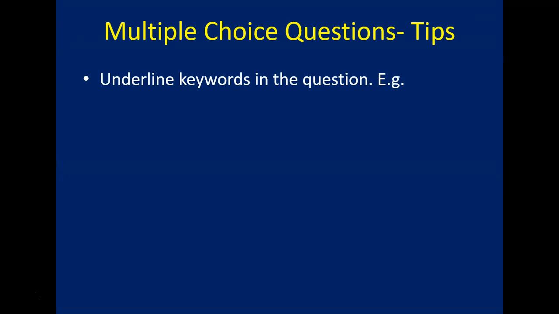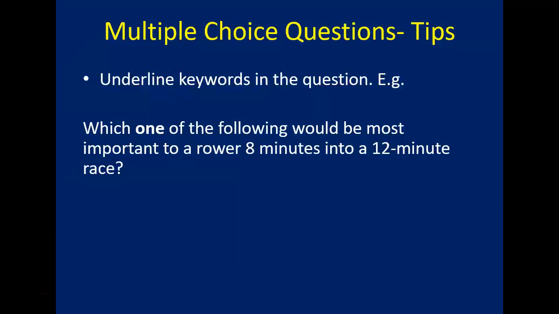So the top tips, underline the key words in the question. So if you look, for example, here, this is taken from a recent exam, which of the following would be most important to a rower 8 minutes into a 12-minute race? So keywords would be most important, so it's not asking for the least. And finally, 8 minutes into a race. So it's not early on, it's towards the end of a race. Now, I'm not going into the different answers it provides you. However, the answer would be muscular endurance.